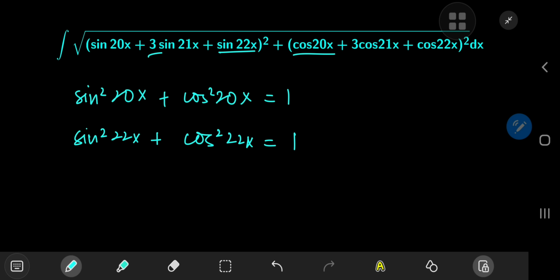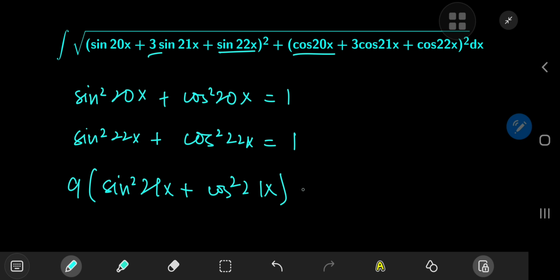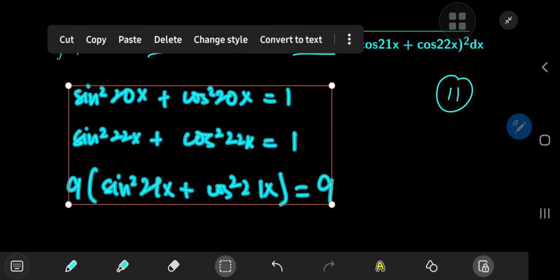And notice the 3 here. So on expanding the square, we're going to get 9 times the square of the sine of 21x, as well as the corresponding cosine term, which gives us 9 times 1, which is 9. So add up all the stuff and you get an 11 that I'm just going to write here on the side so I don't forget this later.